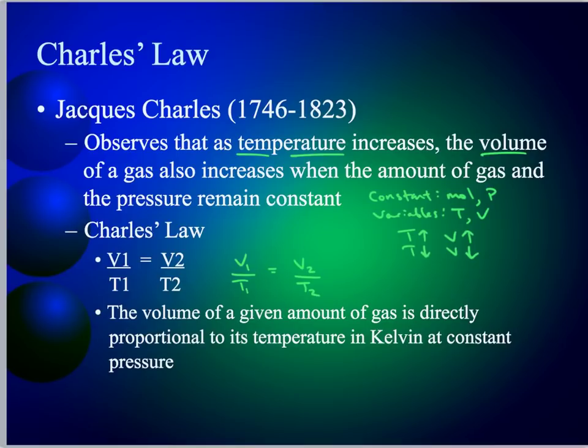So here's his equation. V1 over T1 equals V2 over T2. Initial volume divided by initial temperature is equal to final volume divided by final temperature. The volume of a given amount of gas is directly proportional to its temperature in Kelvin at constant pressure. So this time around, instead of being inversely proportional, it is directly proportional. What happens to one variable is the same thing that happens to the other variable.